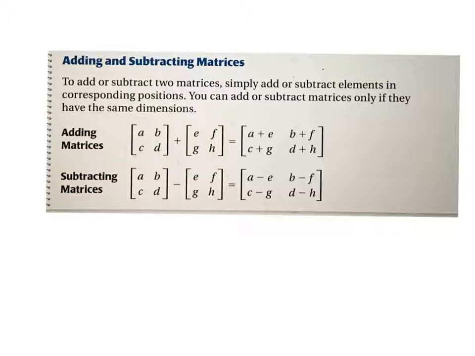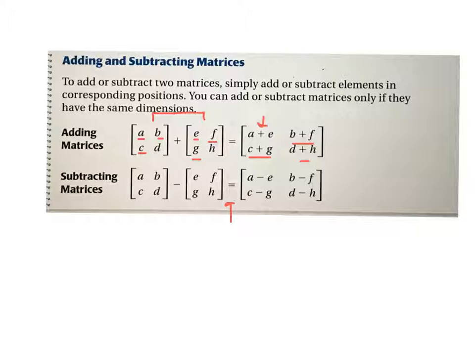Adding and subtracting, this is mainly what we're going to do today. Very easy to do. All you do to add two matrices is you add their corresponding parts. The A and the E are the first elements in the matrices. They get added together. The B and the F are next. They get added together. The C and the G hold the same place. They get added together. The D and the H get added together. Subtraction works the exact same way. You just subtract instead of add.